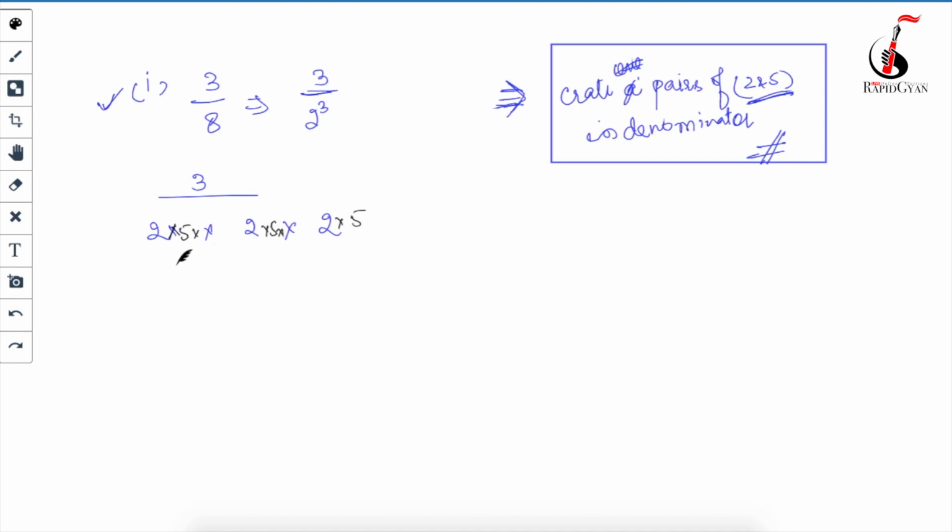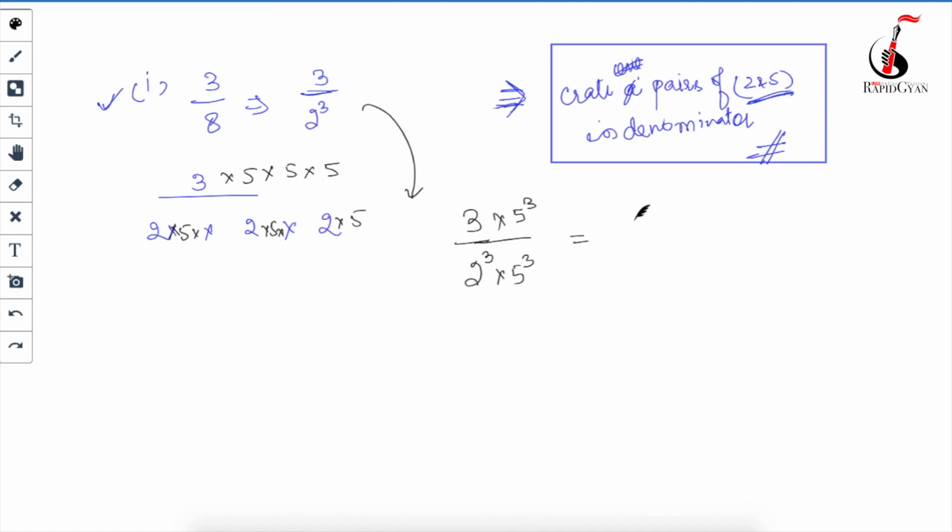Okay. So since I have multiplied 3 5's in the denominator, again I will have to multiply those 3 5's in the numerator, so that your rational number will not change. Correct? So actually what I have done over here, this is your 3 upon 2 cube. So already there are 3 2's there. So I have multiplied with 5 cube, numerator and denominator both. So what I will get?